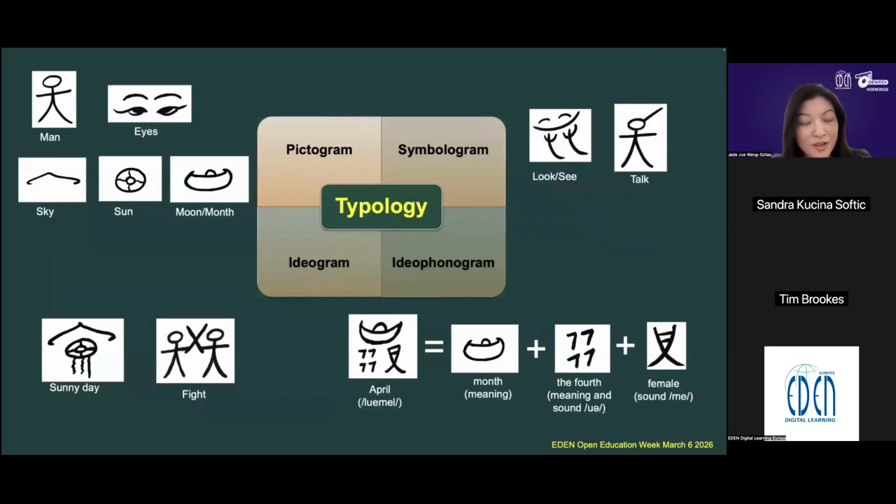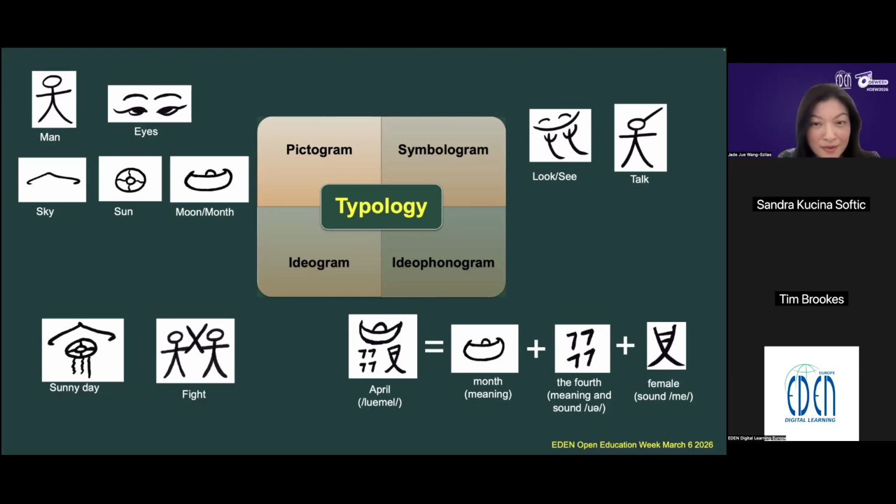And as for typology, there were 4 types of Dongba signs. Here you can see that. This typology demonstrates that it is a genuine writing system rather than merely a collection of drawings. So let's see them. Pictograms represent objects or things from reality or daily life. For example, here we can see man, eyes, sky, sun, and moon. And symbolograms consist of symbolic graphic marks. For example, we can see look, see, and another one, talk.